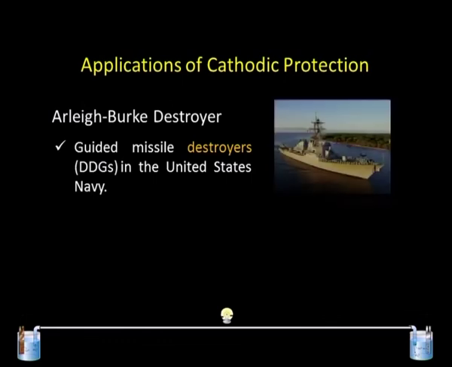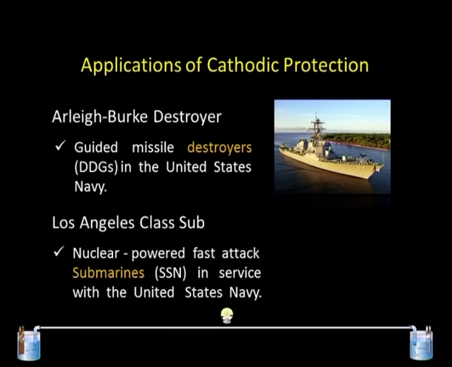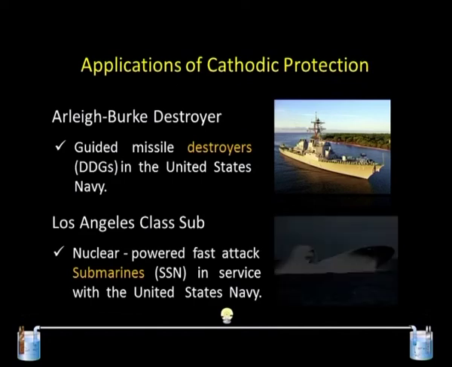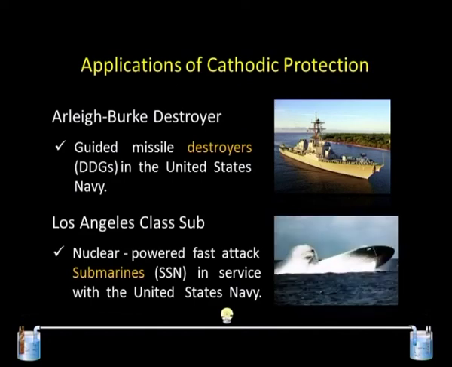This is an example of the Arleigh Burke destroyer, which is a guided missile destroyer in the United States Navy, and the cathodic protection of this ship helps us to protect it from corrosion. Another example is the Los Angeles class submarine, which is a nuclear powered fast attack submarine in the service of the United States Navy, where cathodic protection helps in protection from corrosion.